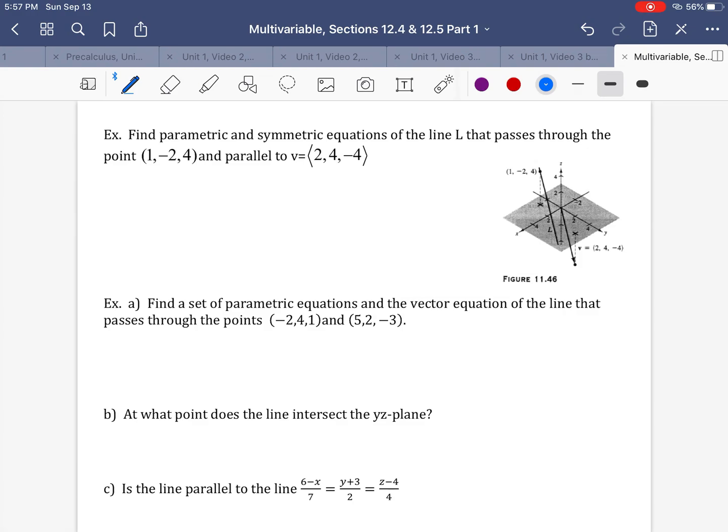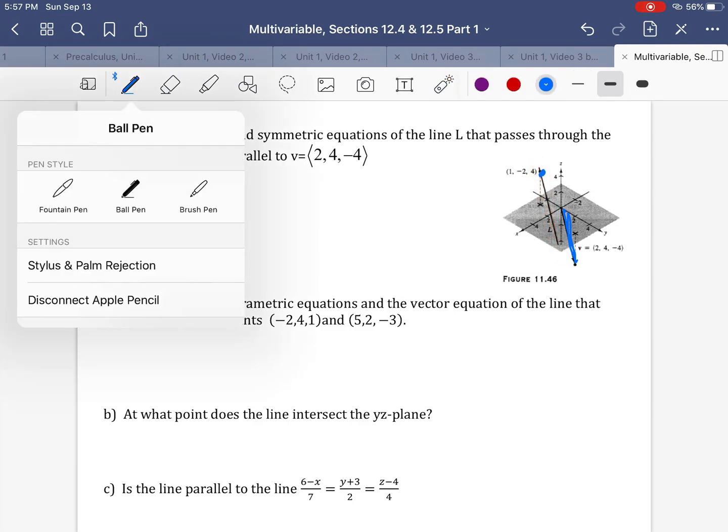All right, and so there's a picture of it over here. So here's the point 1, -2, 4 right there. All right, and then this vector right here is the direction I'm going to follow. So what I'm going to get is an equation of a line that takes me the same direction as that blue line, but it's going through this point. That's what this equation of this line is going to be.